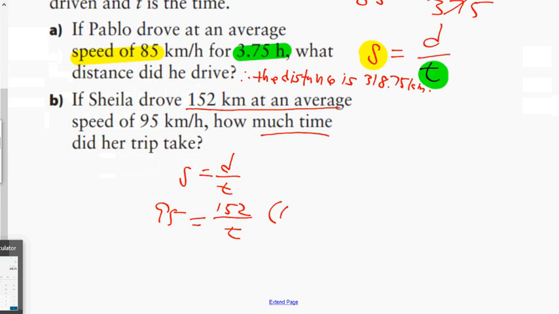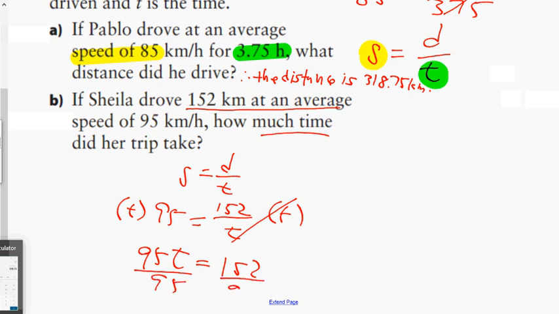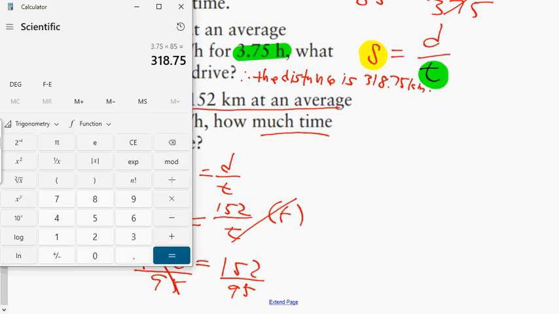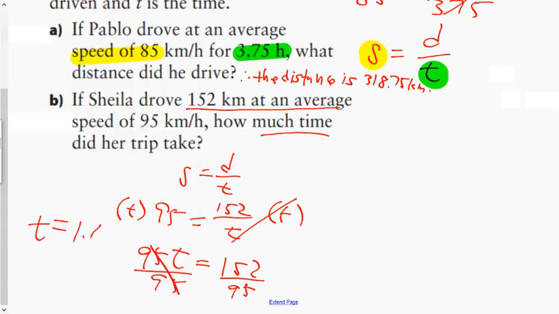So in order to isolate it, I'm going to multiply both sides by t. I get 152 equals. Now remember, when you multiply a variable by a number, keep your number as the coefficient. So we're going to have 95t. Divide both sides by the coefficient of 95. And your t will be equal to 152 divided by 95 equals 1.6. So therefore, your sentence will be your time.